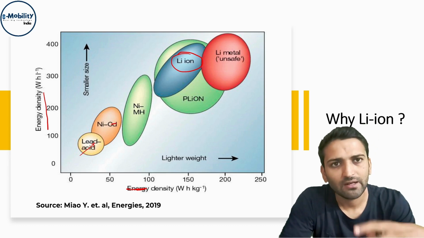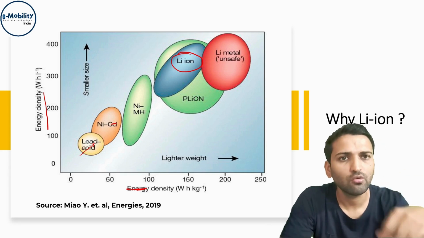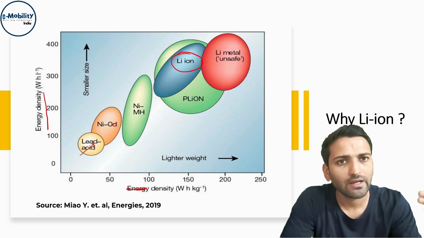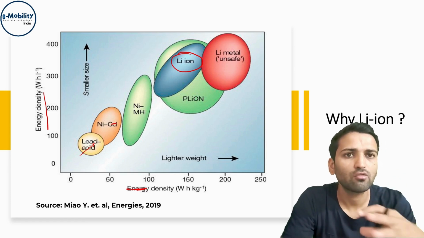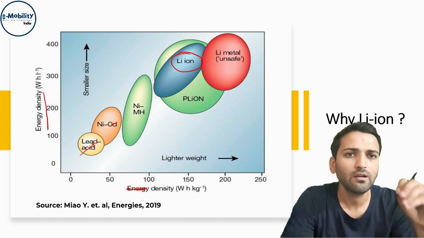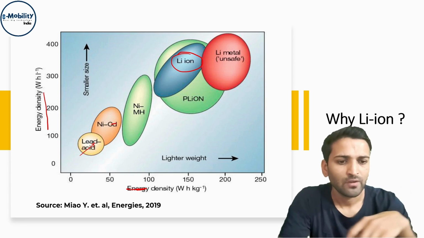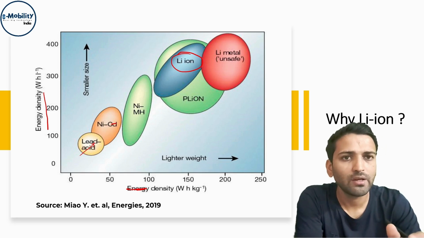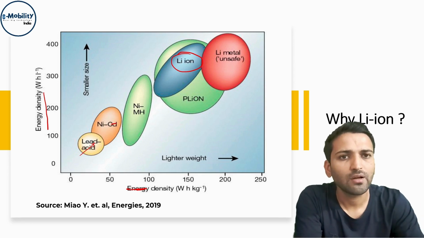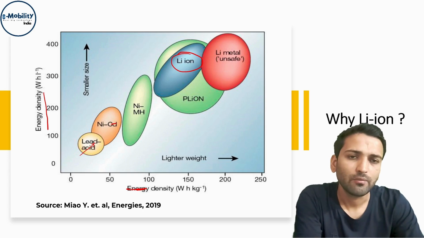There's a target that every 4 years the battery capacity should double and the price of the battery should come to half. Then only will the target of getting an electric vehicle to every household become more and more feasible, or closer to the target which the government has set. Governments worldwide have set a target of 2030, 2035 or 2040 to completely replace the IC engine with the battery electric vehicle, or at least the plug-in hybrid electric vehicle. So this is why lithium ion is the most used battery.